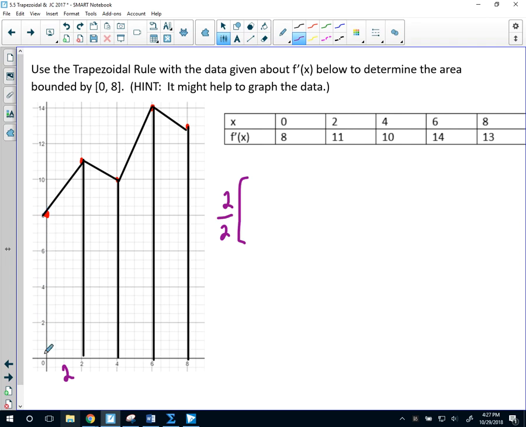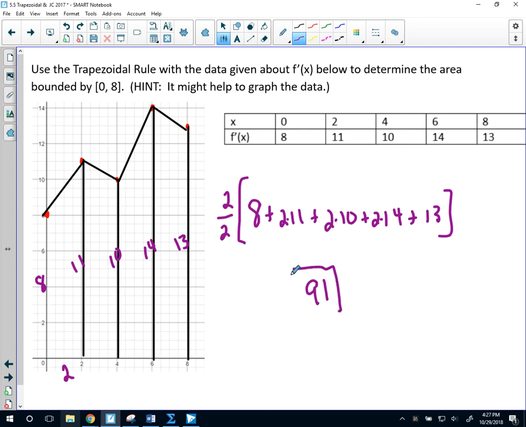And then the first base, which is 8, does not get multiplied by 2. My next 3 bases would, so this is an 8, this is 11, 10, 14, and 13. So this becomes 8 plus 2 times 11, plus 2 times 10, plus 2 times 14, and then plus 13. Add it all up, and you end up with an area that approximates whatever this curve was. Maybe it's something like this. Who knows? We have no idea. Whatever this curve was, approximating the area under this curve would be 91.